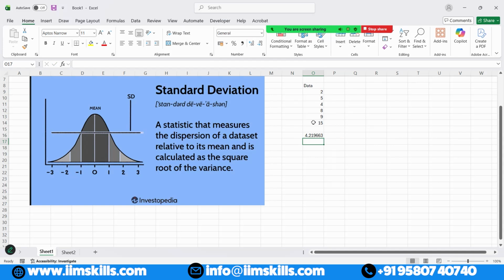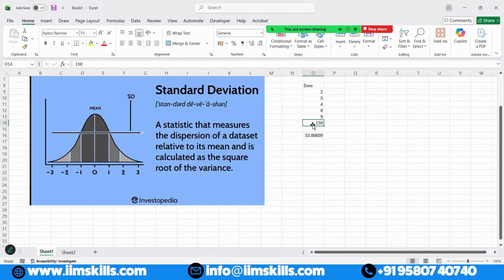But let's turn this 15 to 150. You see, the score is getting increased. We have to understand why and how the score is increased. For the standard deviation, the higher the score, the wider the distribution. If you get a small score, your data points are clustered. If you get a higher score, the data is widely distributed.